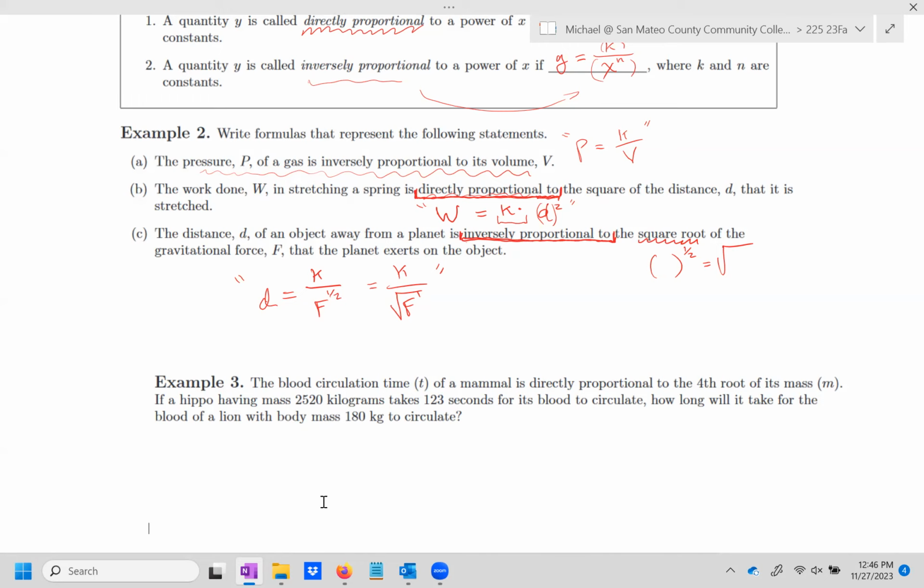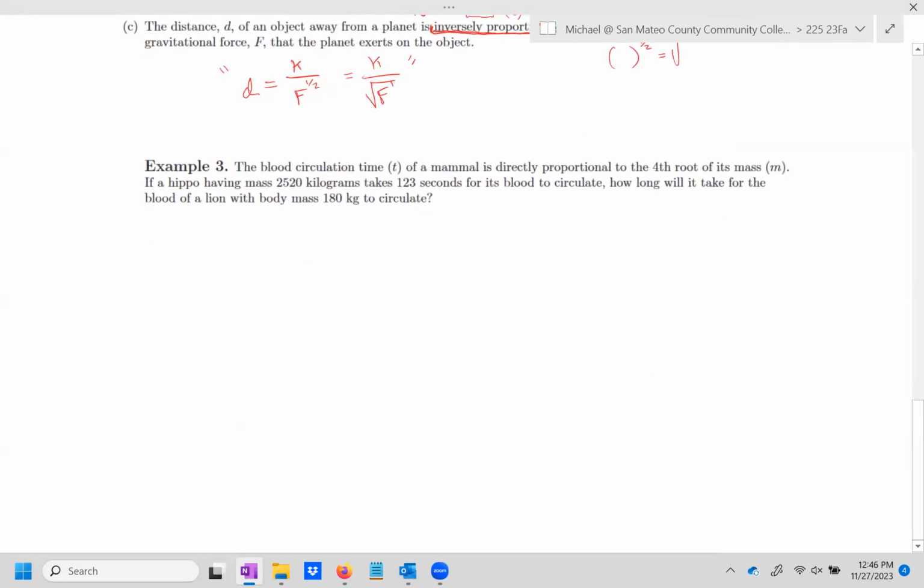I can't hear very well, but I like this conversation. We should do the problem now. Okay, ready? The blood circulation time of a mammal. This is very general. Are hippos mammals? Yes, they are. Directly proportional to the fourth root of its mass. Everybody translate that. The blood circulation time of a mammal is directly proportional to the fourth root of its mass.